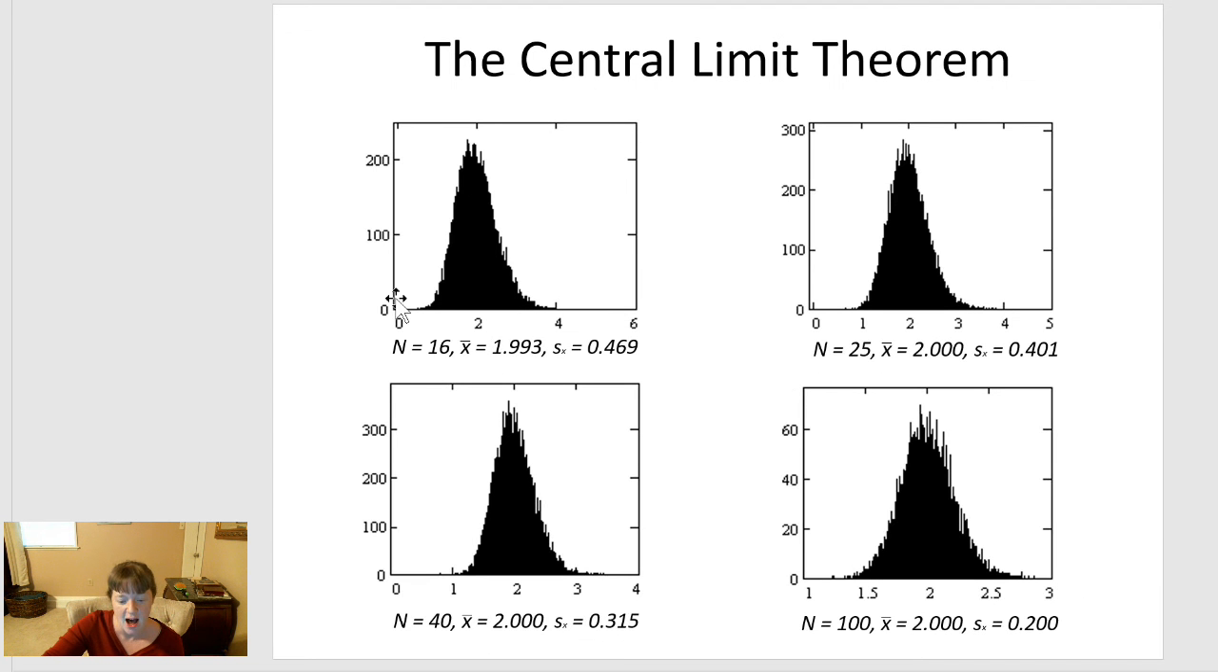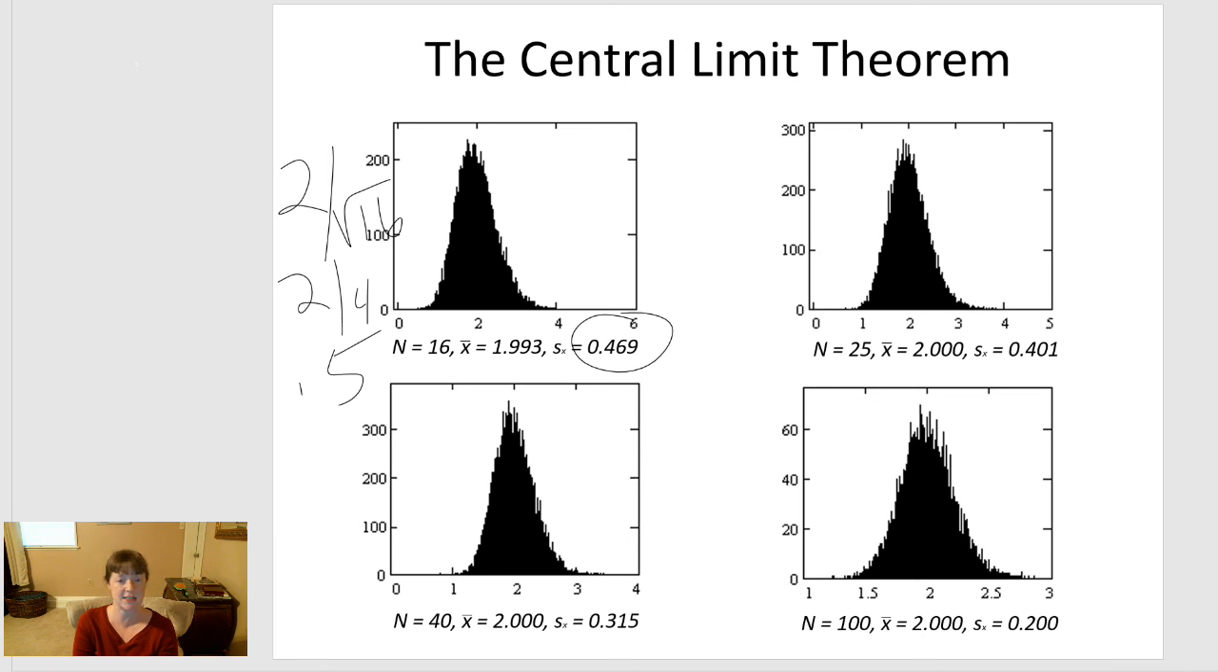And here, I have 16 people in each sample. Now it's looking even more normal, and standard error gets smaller, because now standard error should be 2 over the square root of 16, 2 over 4, or 0.5. Look at that. In my simulation, I'm getting something darn close to what the central limit theorem said my standard error should be.